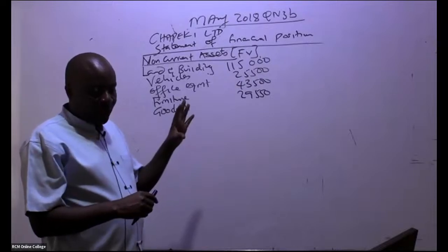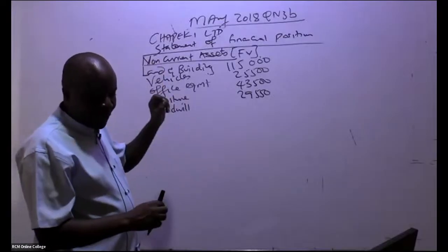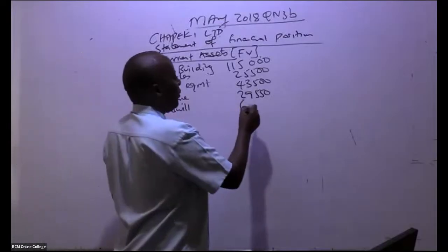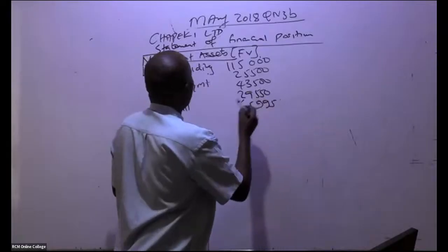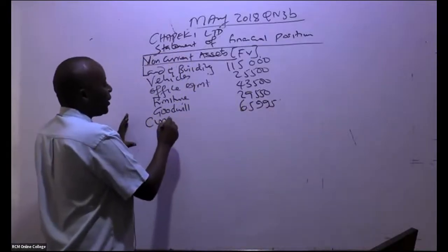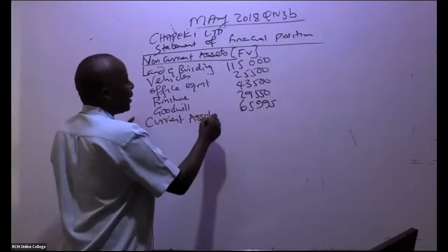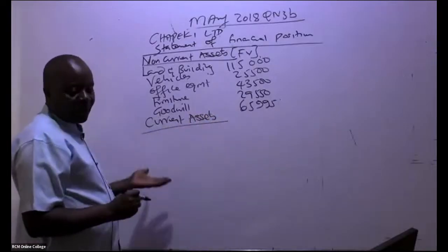We got goodwill. Leave alone the other one, 65,995. So from there, you go to current assets. So current assets, we pick them.